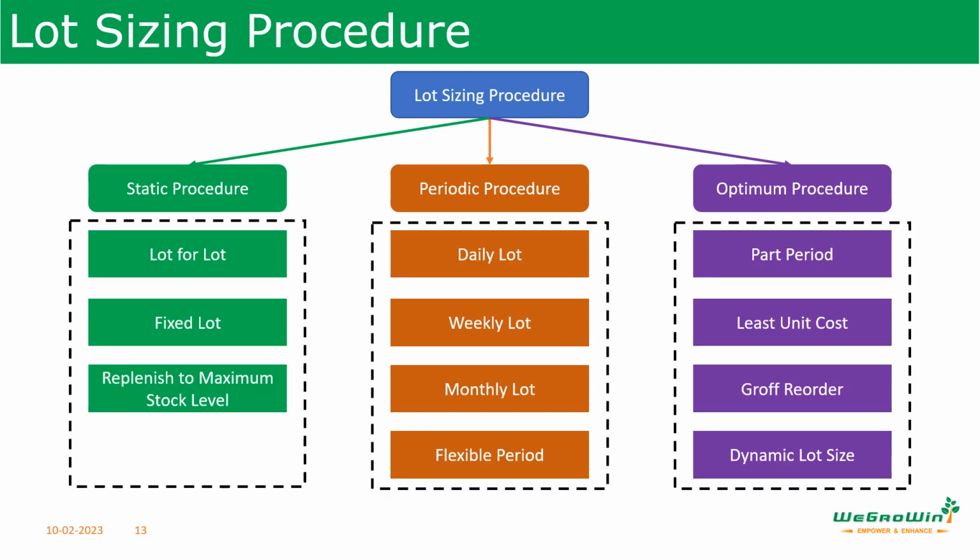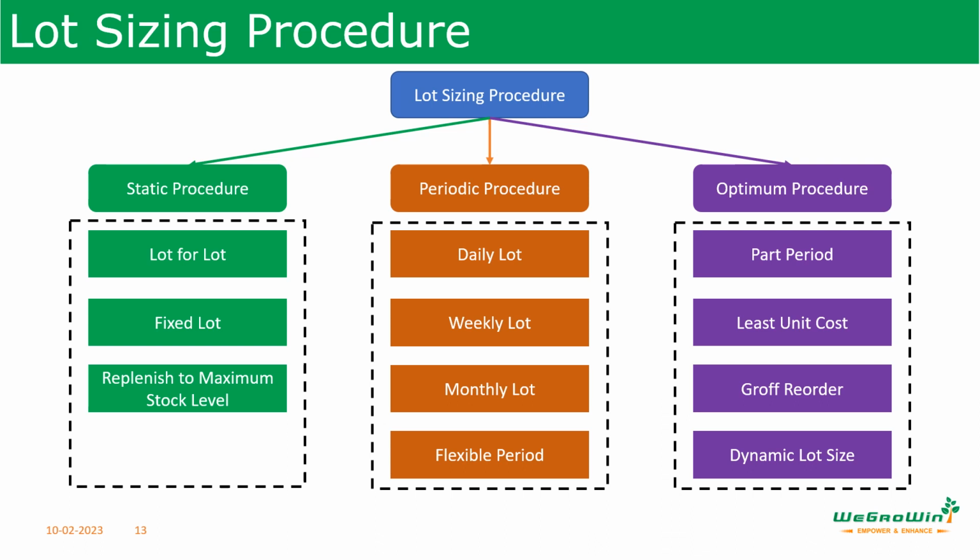In the static procedure, it depends on a static number of periods, like lot for lot, meaning 1 to 1, or fixed lot. This is exactly the quantity, or replenished to the maximum stock. So these are based on the static. Periodic means considering the period. For example, whether it has to consolidate on a daily basis or weekly basis or monthly basis, that is a periodic basis.